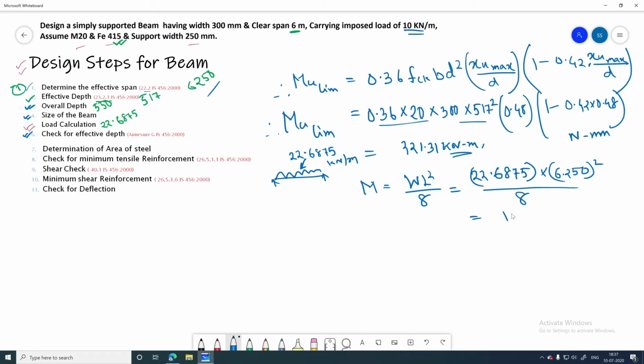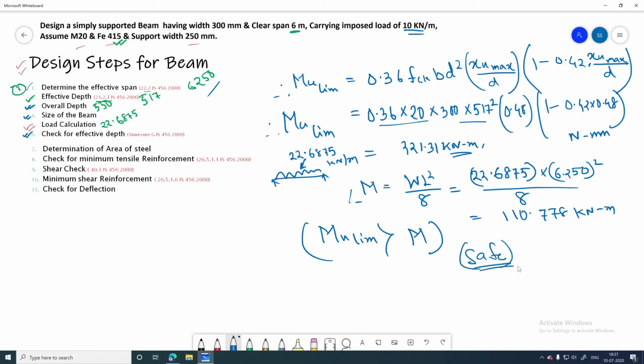110.778 kilonewton meter. So the Mu limiting value is greater than the value which is the maximum moment. So that is why it is safe, right? So in this way you need to check this.